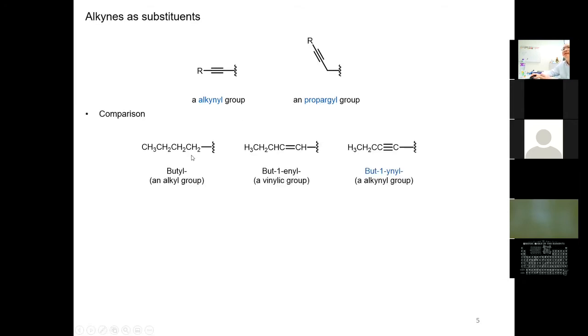In comparison, for an alkyl group with 4 carbons, we call it a butyl group. If it's an alkene, we call it a but-1-enyl group, which is also a vinylic group because it's connected to the carbon. And if it's an alkyne with 4 carbons and the triple bond is here, we call it a but-1-ynyl group. The pronunciation is awkward, but just write it down like this.